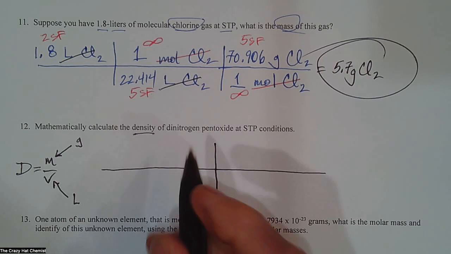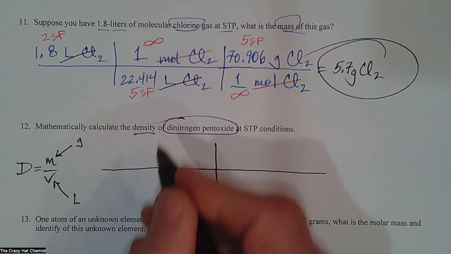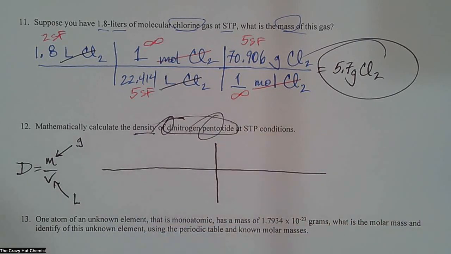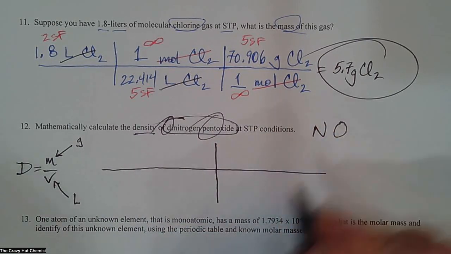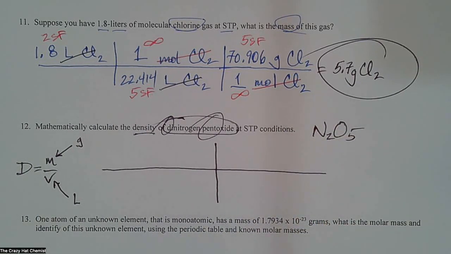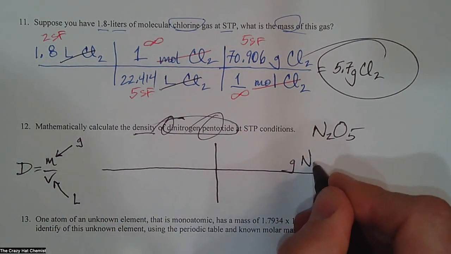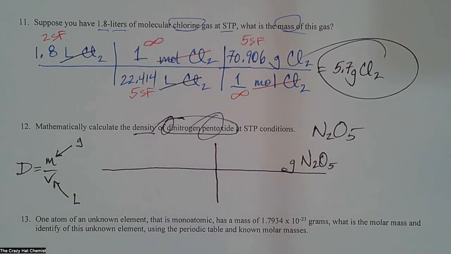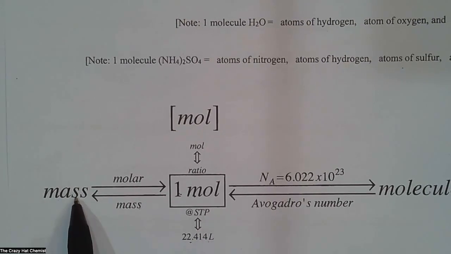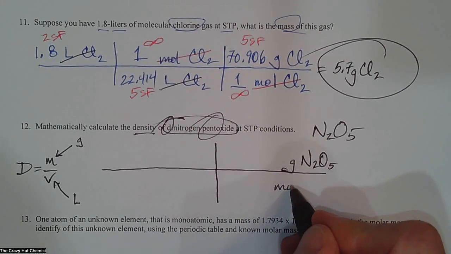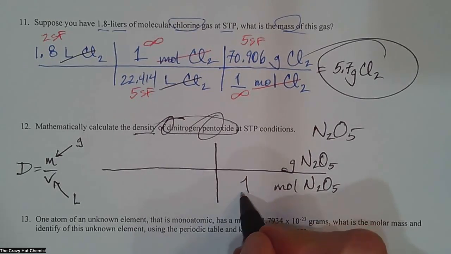So I want to get dinitrogen pentoxide. So prefix di, that's for 2, prefix penta, that's for 5. So nitrogen oxide, di, penta. That's how I get that formula for dinitrogen pentoxide. It's a gas. Okay. And so what we're going to do is we're going to calculate the molar mass. So we're going to have grams here of N2O5. And grams is equal to what? Grams is equal to moles. Moles of N2O5. And how many moles? 1 mole, just like always, 1 mole.